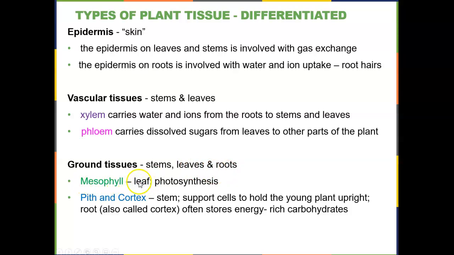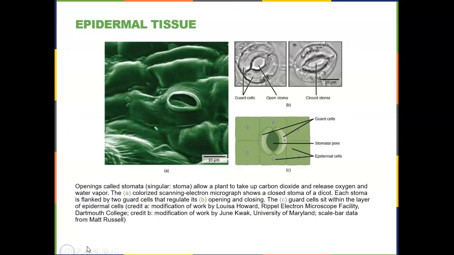When we take a closer look at the leaf portion, we'll see that there's the mesophyll part of the leaf. It's the middle. Meso means middle. And this is where the cells which undergo photosynthesis can be found. And then we also find in the stems the pith and the cortex regions. These are supporting cells which help keep the plant upright. The roots also have tissue which is called cortex, and this often is a place where carbohydrates are stored, or starches. So let's take a look at the first differentiated tissue, the epidermal tissue.